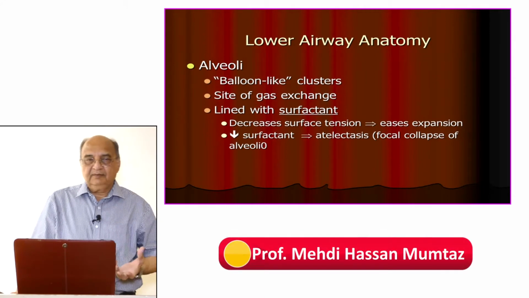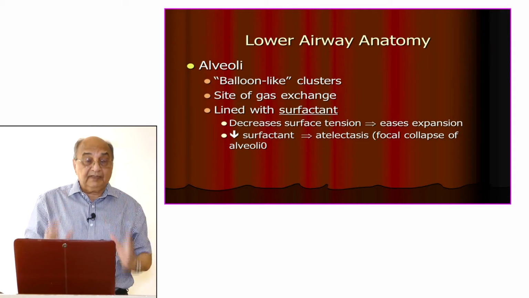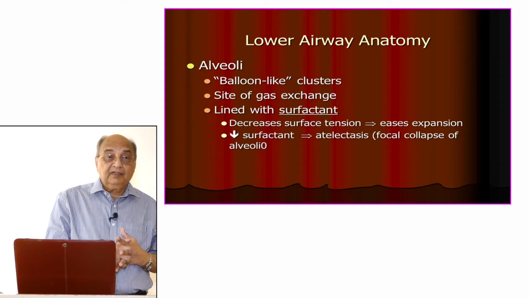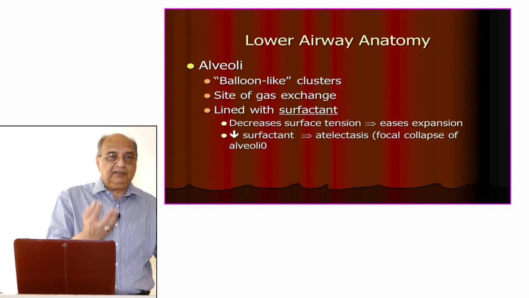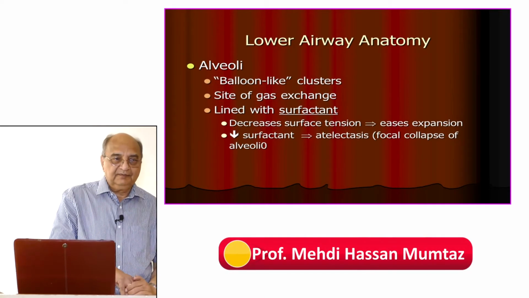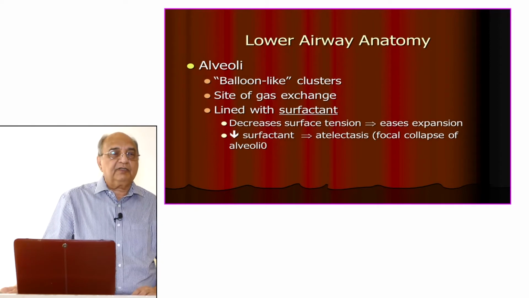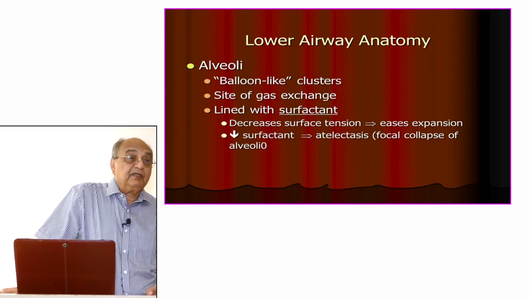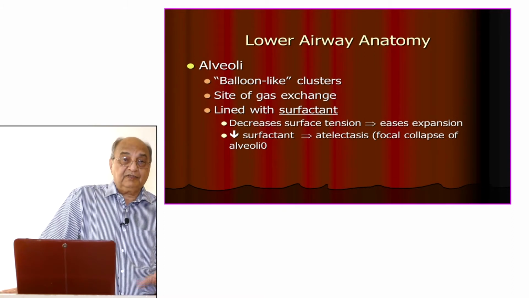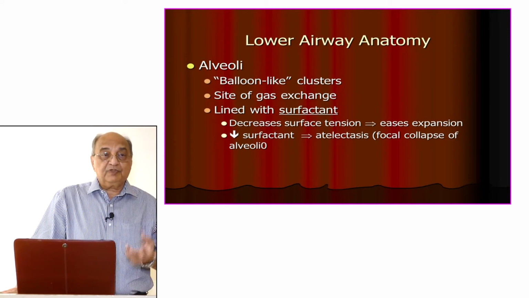95% of the area is occupied by the type 1 cells. Only 5% is occupied by the type 2 cells. But if you weigh these, this 5% is greater than the 95%. Surfactant starts being produced at the 22nd week of gestation. When the baby is in the uterus, developing, at the 22nd week, it starts producing surfactant.